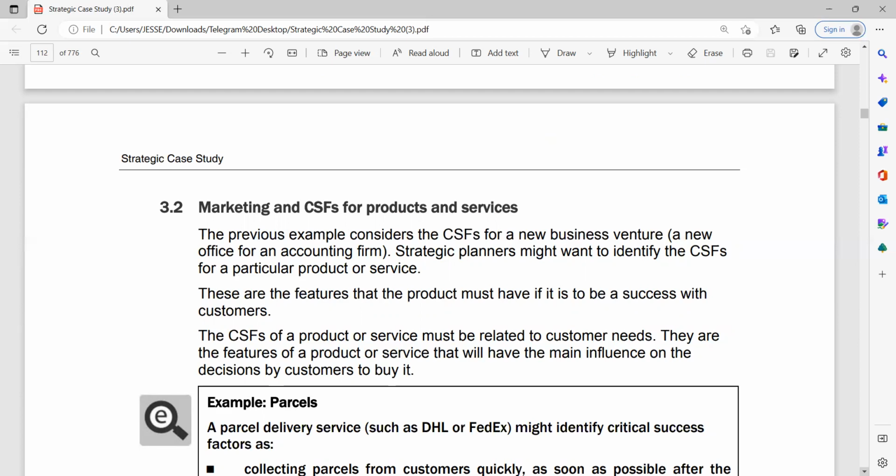And when you are marketing your product, you should market it in line with those critical success factors. That's very, very important. So this is very key. Like I said, I wanted to introduce critical success factors to you, but we'll be discussing it a lot more in our next lecture.